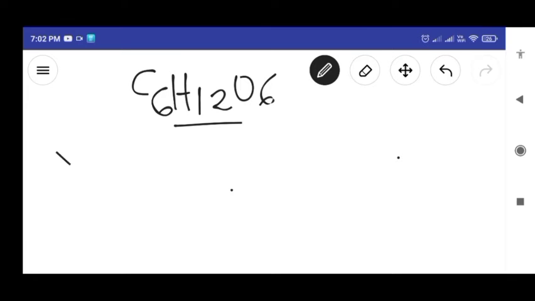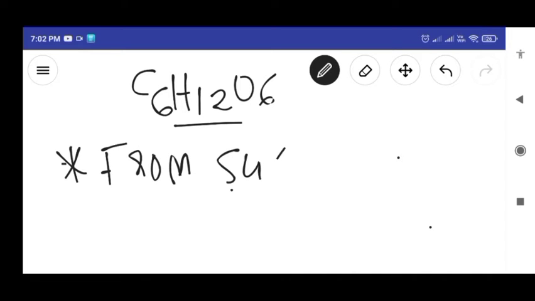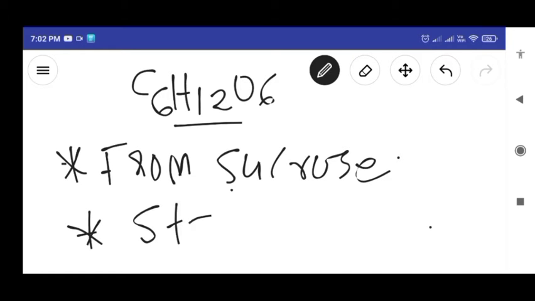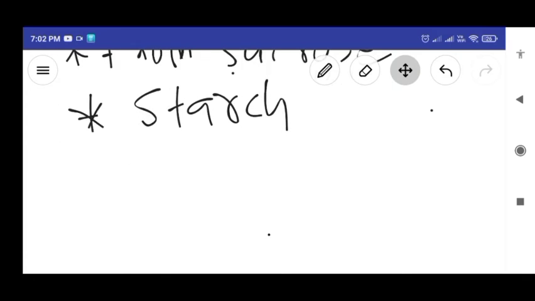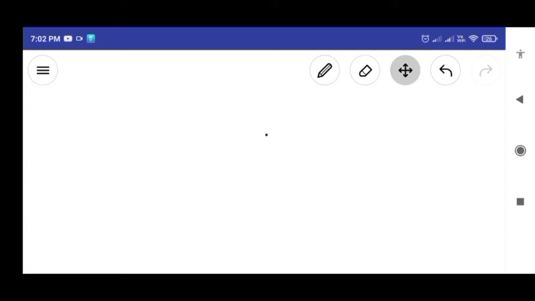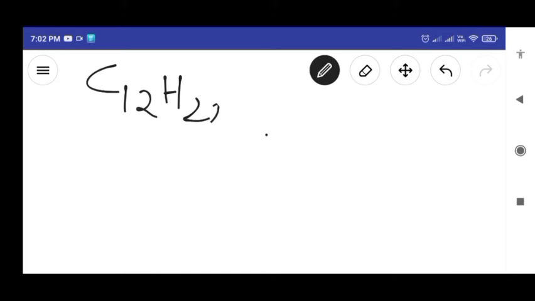We can prepare glucose by two methods, from sucrose and starch. From starch is the commercial method. So we'll see the preparation of glucose from sucrose. We know sucrose has the chemical formula C12H22O11. Sucrose is a bisaccharide or disaccharide. So how can we prepare glucose from sucrose?